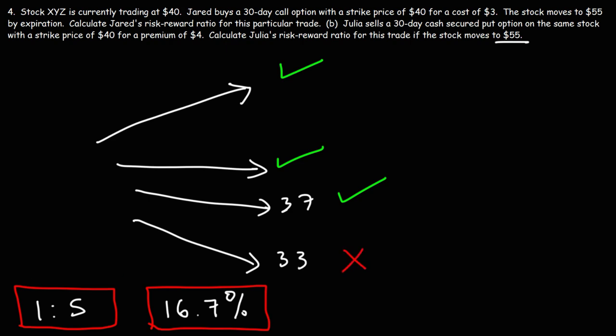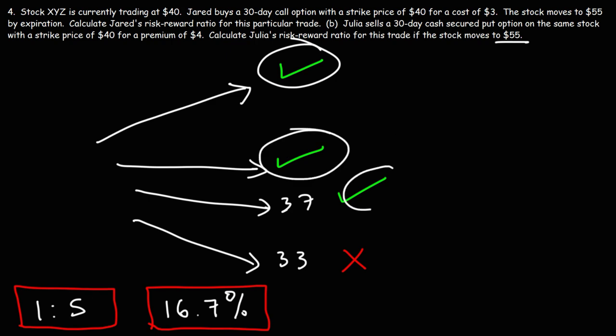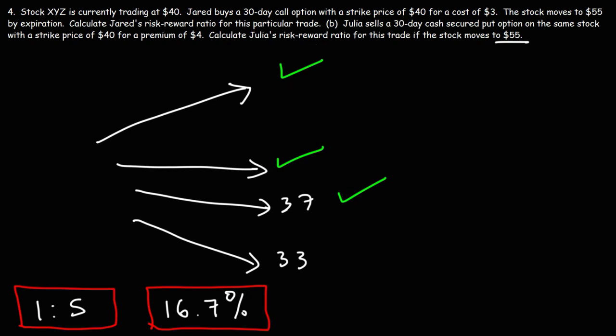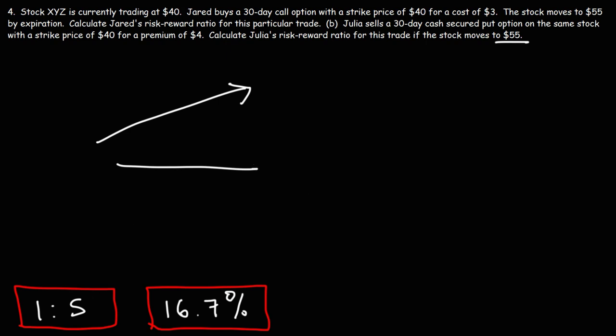But notice that her chance of winning is greater than Jared's, because if the stock goes up, she wins. If it goes sideways, she wins. If it goes down a little, she wins. If it goes down a lot, she loses. So the probability of winning when selling options is higher. However, her reward is not that high. And so in both cases, there's a trade-off. Either you have a trading system with a high reward but a low win rate, or another trading system with a low reward and a high win rate. So now let's calculate her risk-reward ratio.